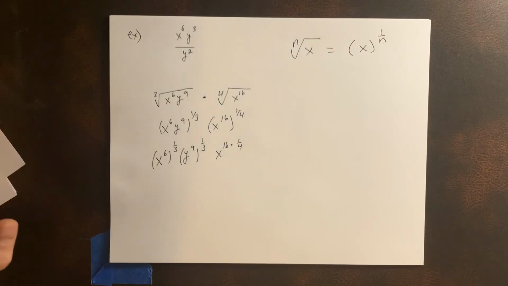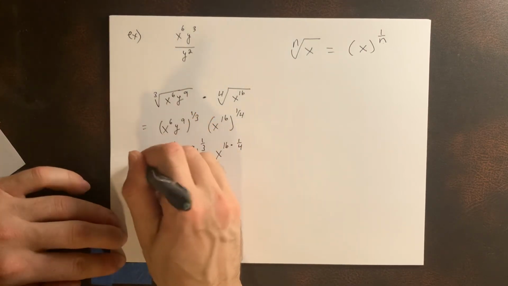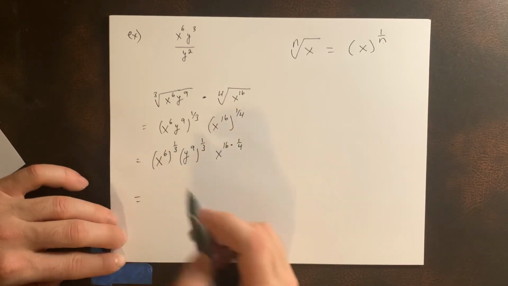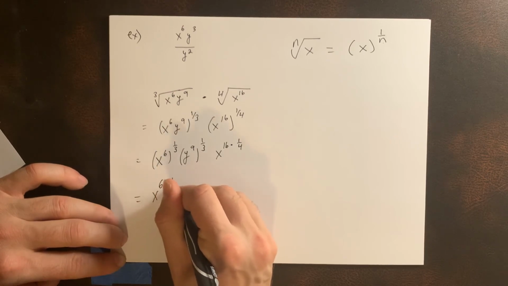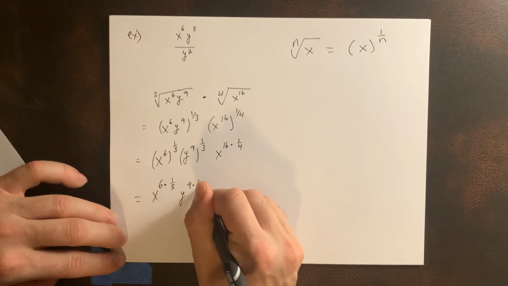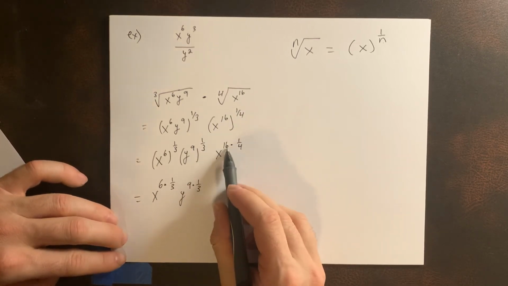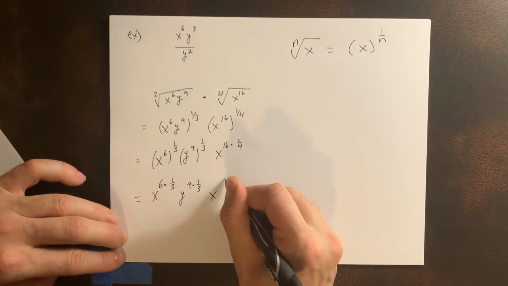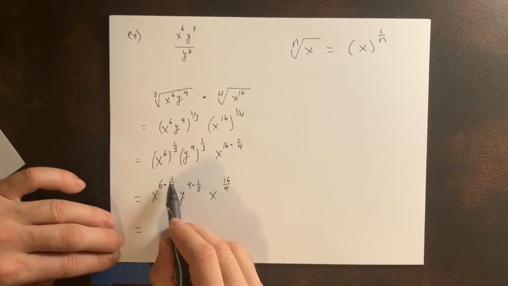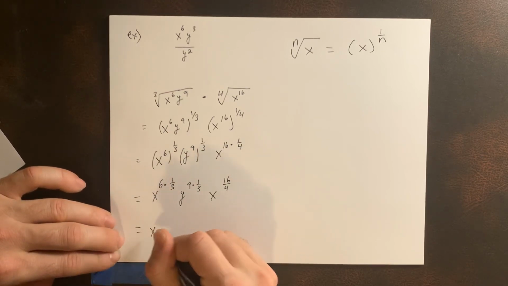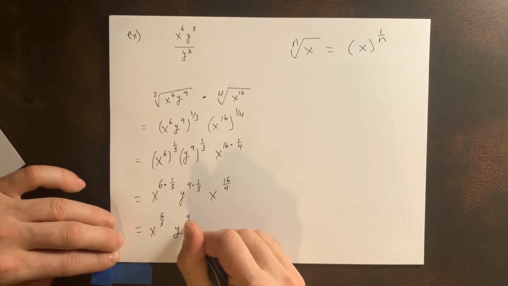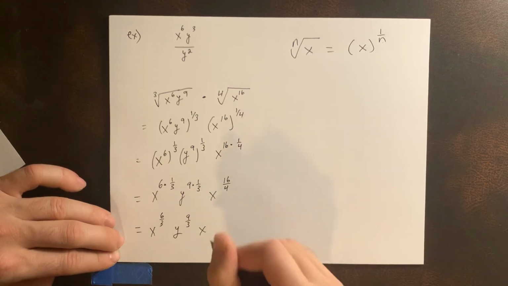All right, so now let's start simplifying some more. Here, x to the 6 to the 1/3, we'll do the same thing we did right here. So we're going to have x to the 6 times 1/3. Here's y to the 9 to the 1/3, so that's y to the 9 times 1/3. And here, 16 times 1/4, that's x to the 16 over 4. Okay, so what does this equal? Here we have x to the 6 times 1/3, so it's x to the 6 over 3. 9 times 1/3, that's 9 over 3. And 16 over 4, that's just 4.